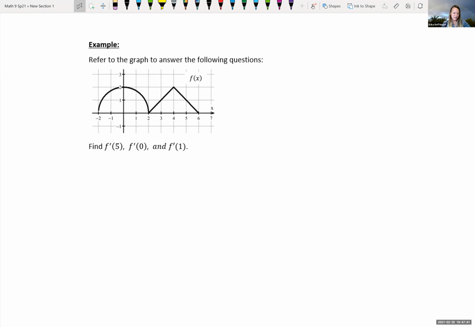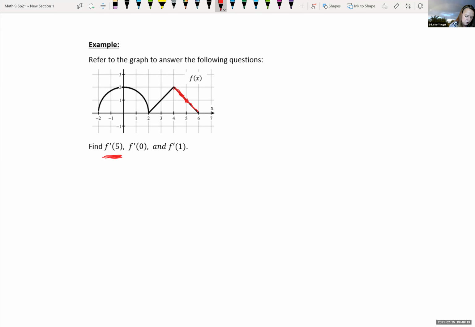Okay, let's look at one more example. This time we're given the graph again of f of x, but we're just answering questions about the derivative at particular values. The first one wants us to figure out what is f prime of 5. So basically, we're looking at what is the slope of the tangent line at x equals 5. Well, because this is a line, the slope of the tangent line is also going to be the same line as what's right there. And so I want to find the slope there.